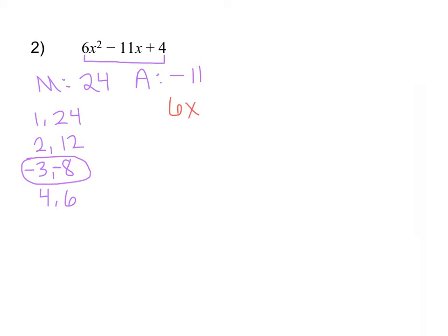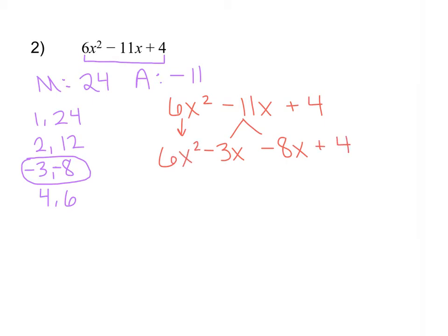So now we're going to go ahead and rewrite our original trinomial. So I'm going to rewrite 6x squared minus 11x plus 4. And I'm going to split that middle term up into negative 3x and negative 8x. And I'm going to bring down the 6x squared. And I'm going to bring down the positive 4. And I'm going to group the first two terms together and the last two terms together. And you can put a little plus sign between those two parentheses if you want to.